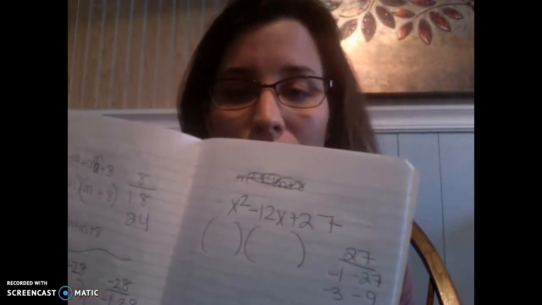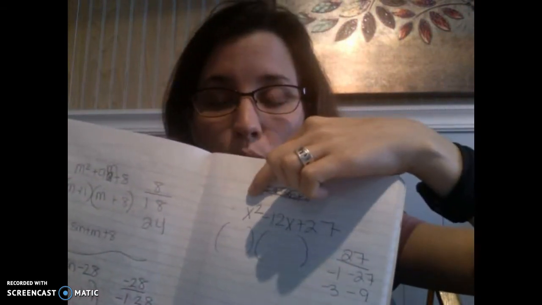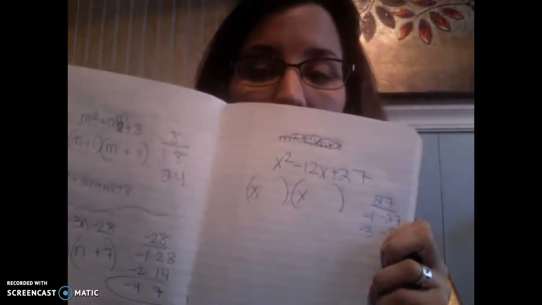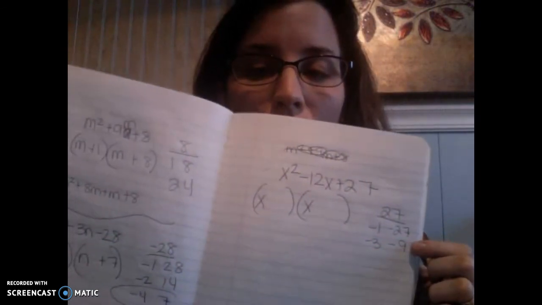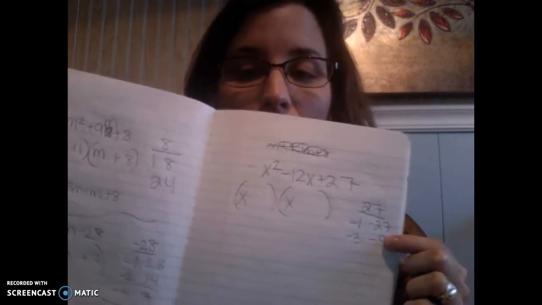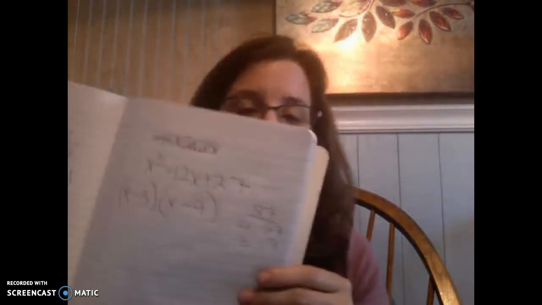Bring down what I call my skeleton here. Since it's 1x squared, I know that there's an x in the beginning of each, because x times x is x squared, right? And the factors I picked were negative 3 and negative 9. So I'm just going to put those back in. So x subtract 3, x subtract 9. This is where I'm at so far. And I'm going to check my work. Again, I'm going to show you the double distributing just to finish it up.